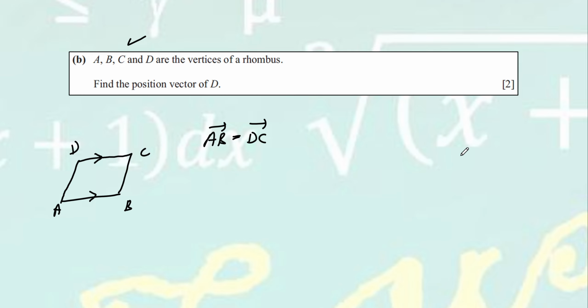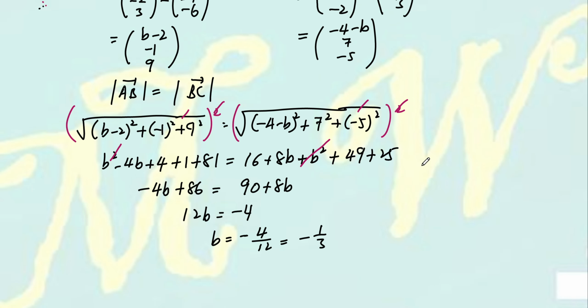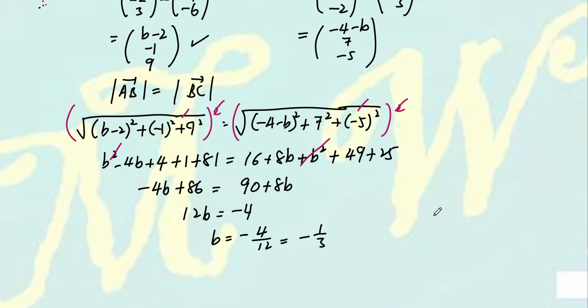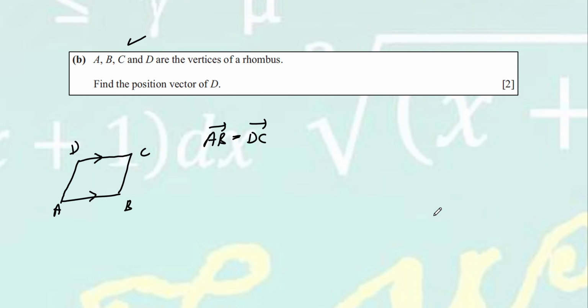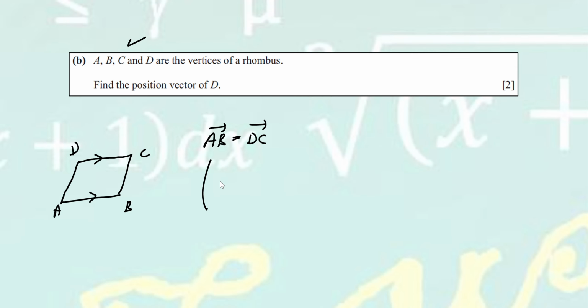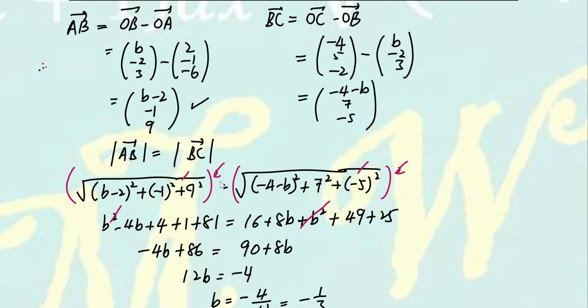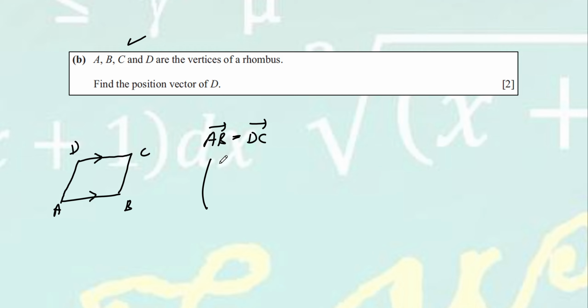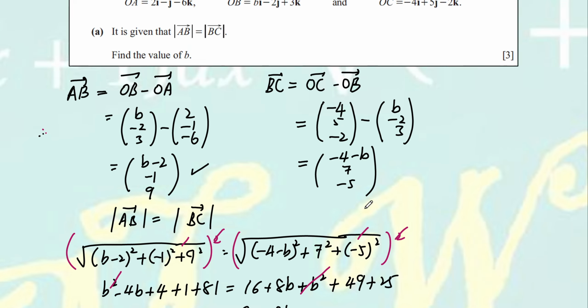And now we need to find OD. So we have found the AB just now. We can just direct use. The AB is basically this. And replace the B. Okay, so I will get B minus 2. So B is minus 1 over 3. So I will get negative 1 over 3 minus 2. And then minus 1 and 9.